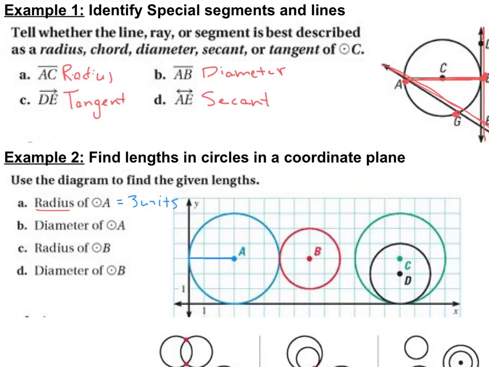Okay, the diameter of A. So if we know the radius is 3 units, the diameter is always double that, so we know it's 6 units. Now they want the radius of B. Again, you can just count from the edge in 2 units. And the diameter of B, in this case, will be 4 units. So you just have to count the lengths. Nothing special about it here. They just want you to understand that you're going to have to count to find some of the lengths of these different segments that we'll be using.